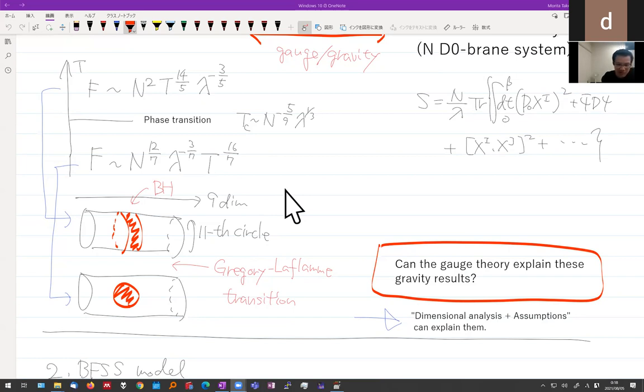In the sense, yes, but there's some charged version and so on. So yeah, still, kind of... Gregory-Laplace. Yeah. Okay. Yeah, good point. Yeah. Mm-hmm. Okay. Thank you.